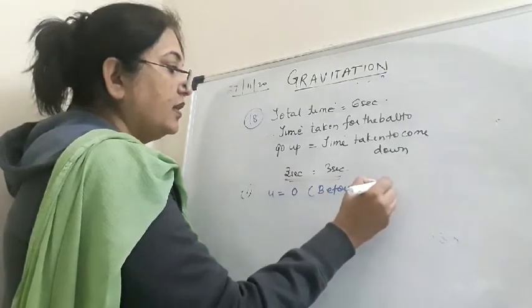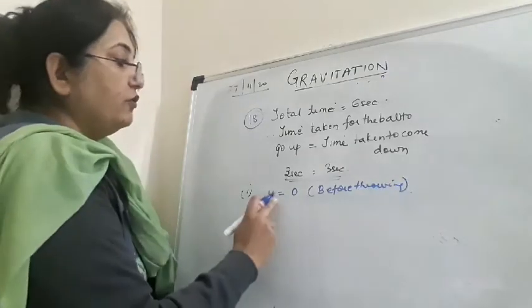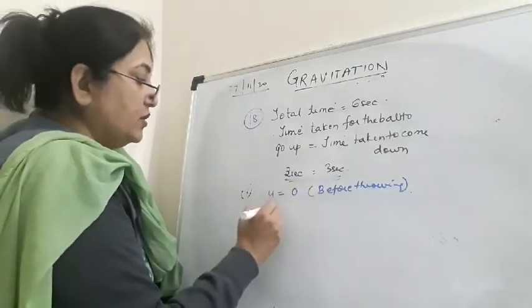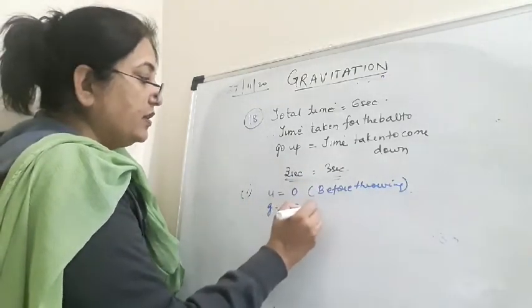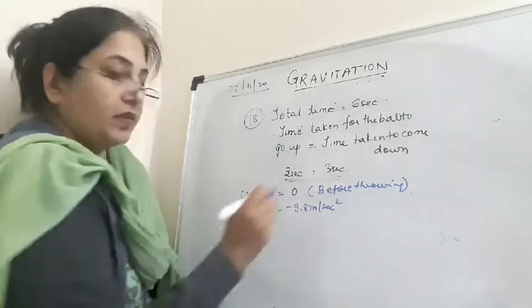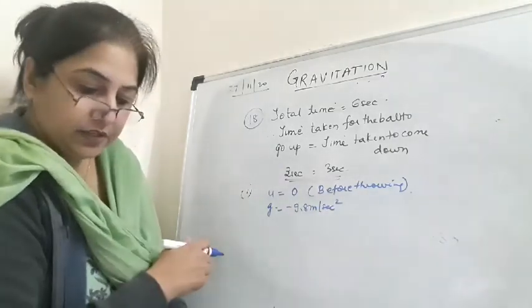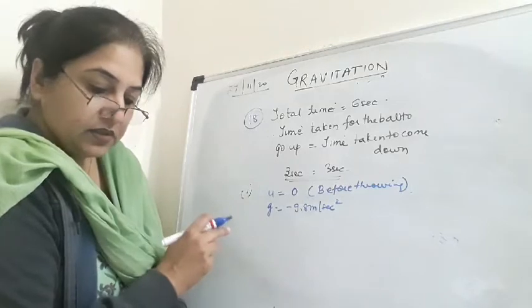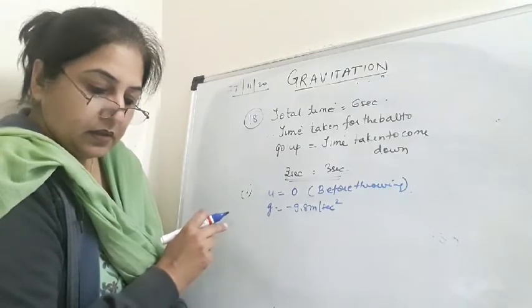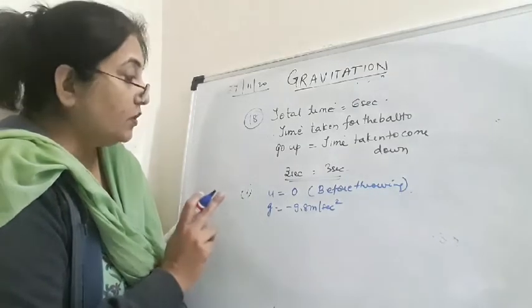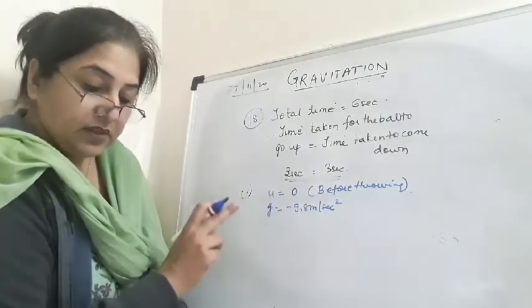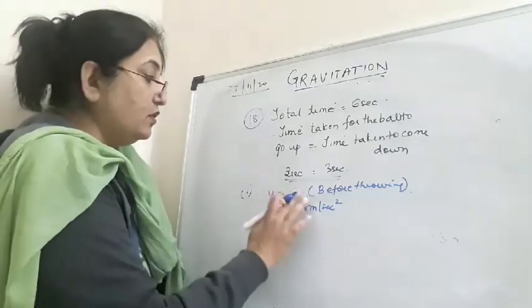Yes, nothing else is given in the question. Before throwing, u is equal to 0. g will be minus 9.8 meters per second square, going in the upward direction. So we will find the velocity with which the ball was thrown up, we have to find out.